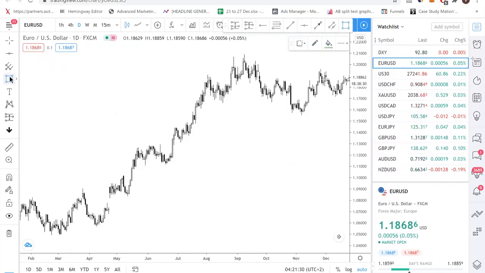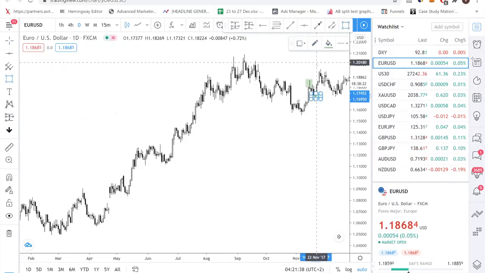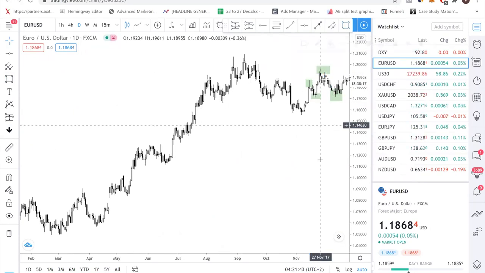You have a high here. Let me just identify for you. You have a low here. You have another higher high here. And then you have a higher low over here. So what is the market condition? The market condition is bullish.